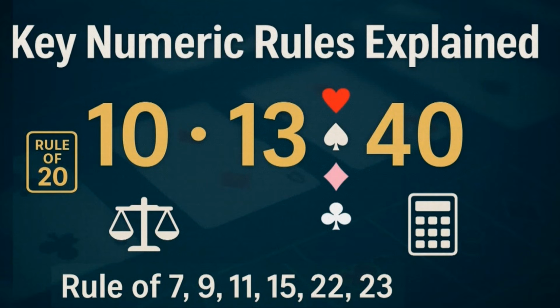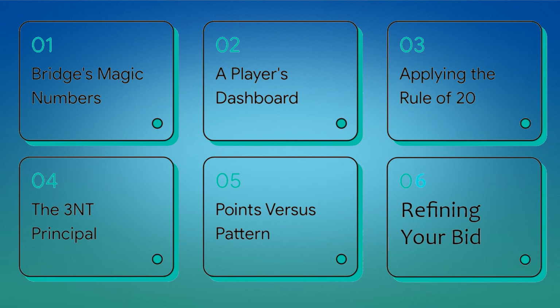Have you ever watched a game of bridge? It can feel like you're trying to decipher some kind of secret code, right? All the bidding, the fast-paced play, it's a lot. But what if I told you that underneath all that complexity, there's a really simple, elegant mathematical system? Well, today, we're going to unlock it.